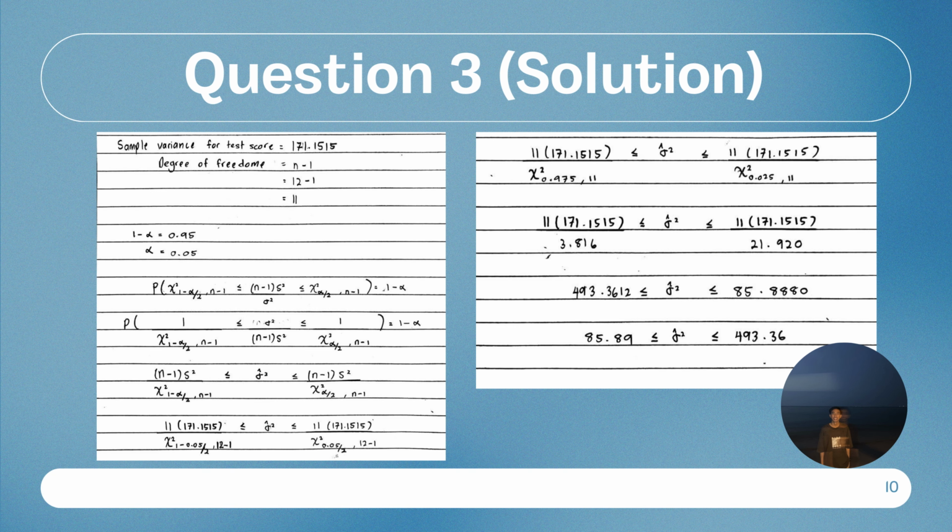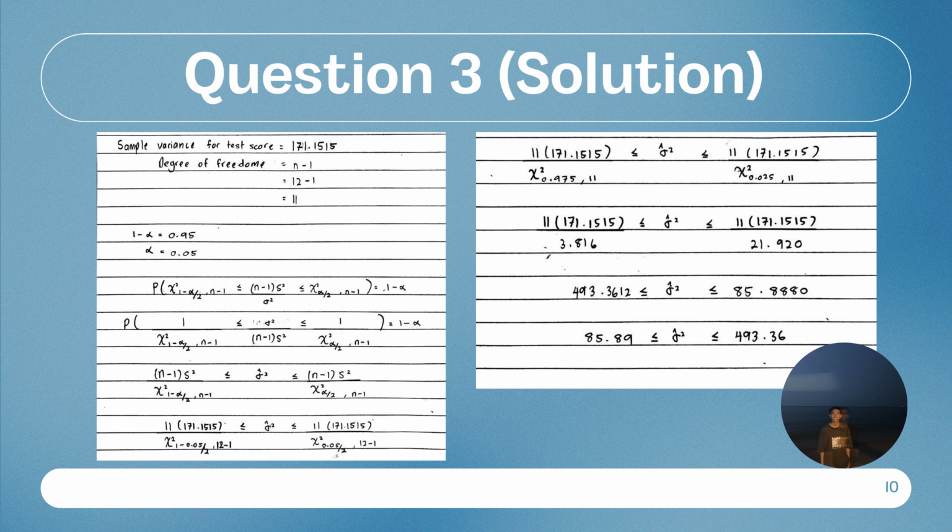Solution for question 3. First, we need to find the sample variance for test score, which, after I calculate using a calculator, I get 171.1515. We are given a sample size of 12, so our degree of freedom will be n minus 1 equals 12 minus 1 equals 11. We want to find the 95% confidence interval for the population variance. We start by defining our confidence level as 95%, which means alpha is 0.05. This alpha value will be used to find the critical values from the chi-square distribution.